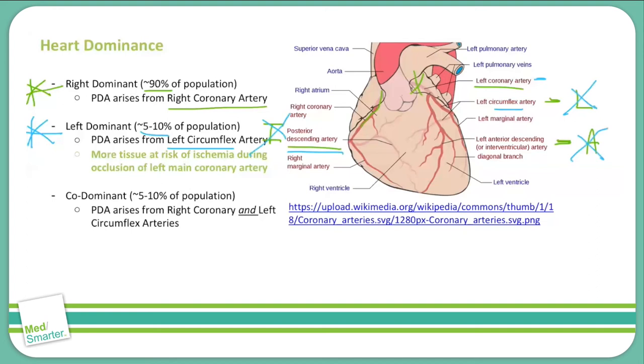And it is also important to note that in another approximately 5 to 10% of the population, they have their PDA getting blood supply from the right coronary artery and the left circumflex artery. And we call these patients codominant, and that's kind of the best case scenario for a patient because they have collateral circulation if the left main coronary artery or the right main coronary artery is occluded. And that's heart dominance.